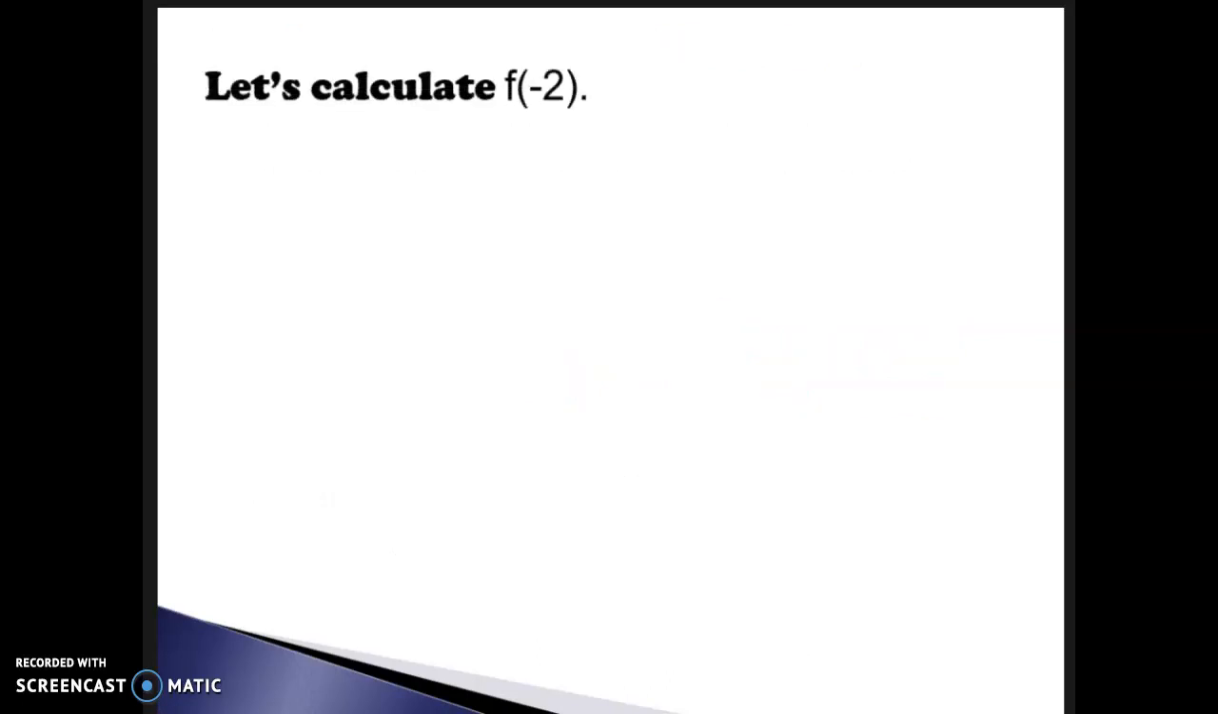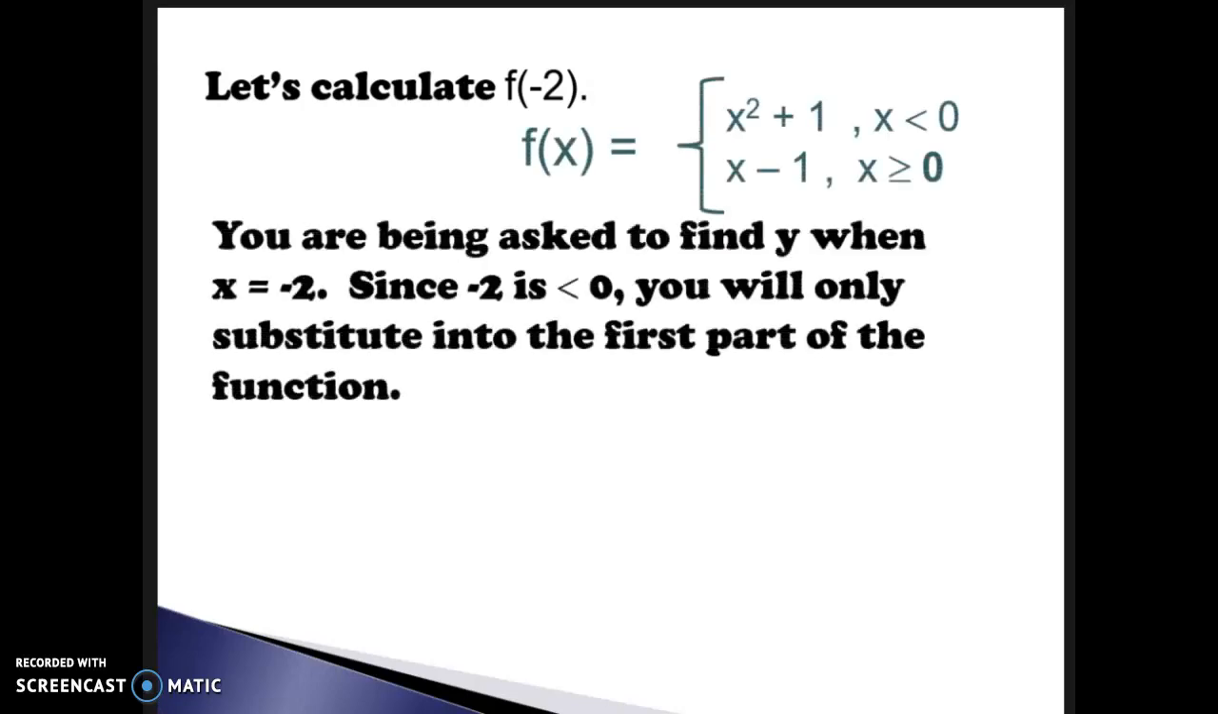Let's calculate f of negative 2. Because we're being asked to find y when x is equal to negative 2, if you look at those restrictions at the end, negative 2 is less than 0, and so we're only going to plug negative 2 into this function. Make sure that you put parentheses around the negative 2 if you're using your calculator. So you want to put parentheses negative 2, then square it, plus 1. Negative 2 squared is 4, and 4 plus 1 is 5, so therefore f of negative 2 is equal to 5.